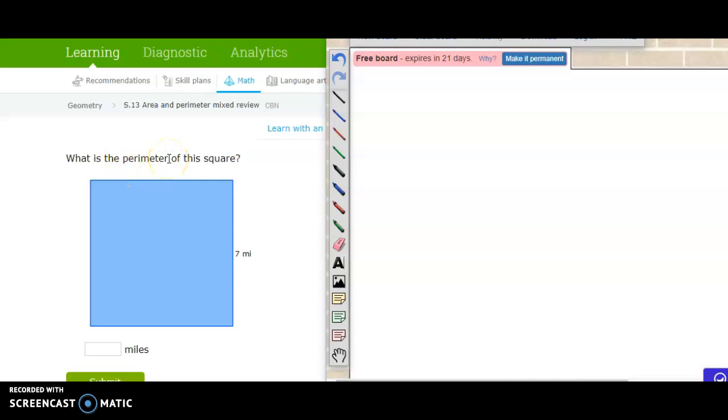So question, how do you find perimeter? That's right, you find the perimeter by adding all the sides. So if one side is 7 and it's a square, what are all the sides? That's right, 7. So you can either add 7 4 times or do 7 times 4 to get, that's right, 28.